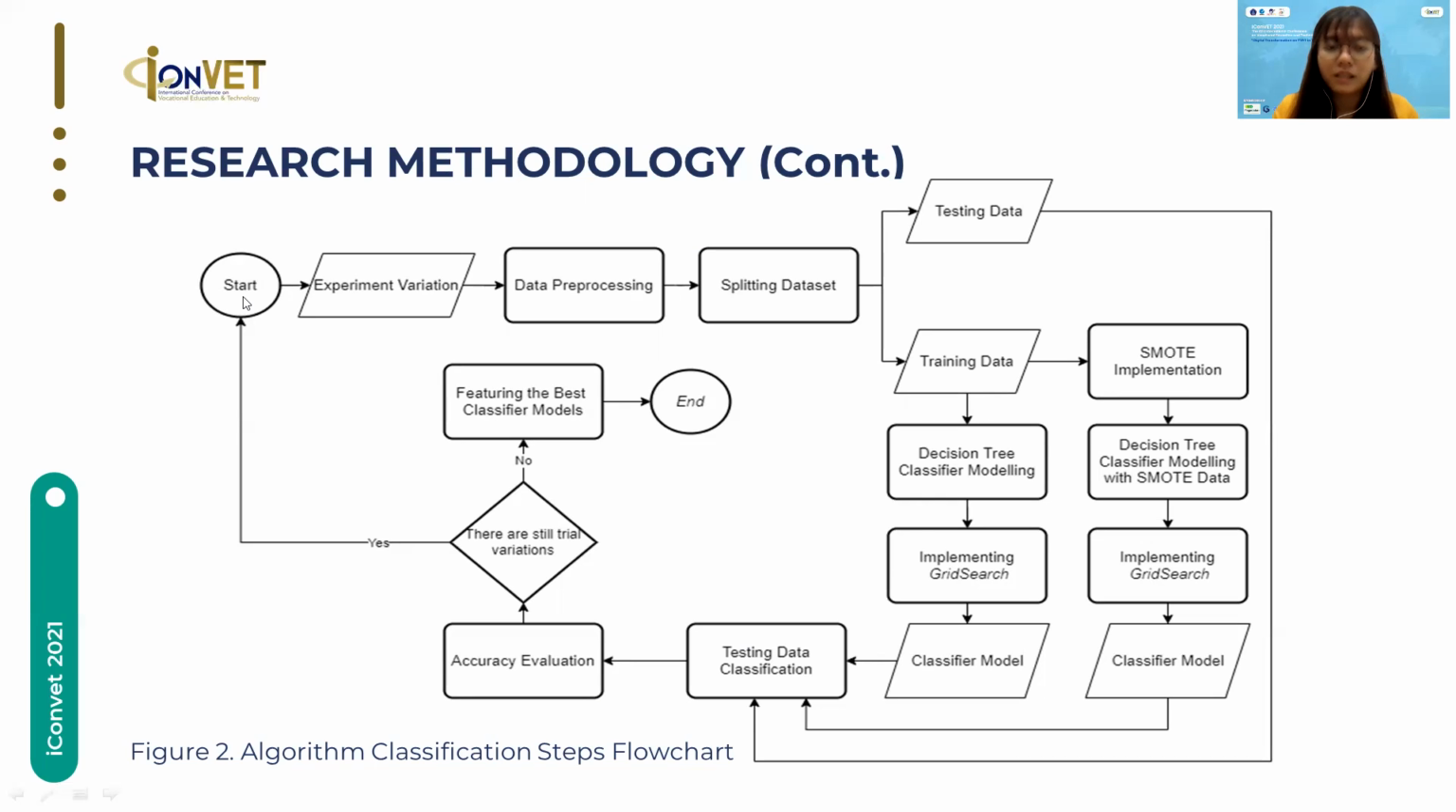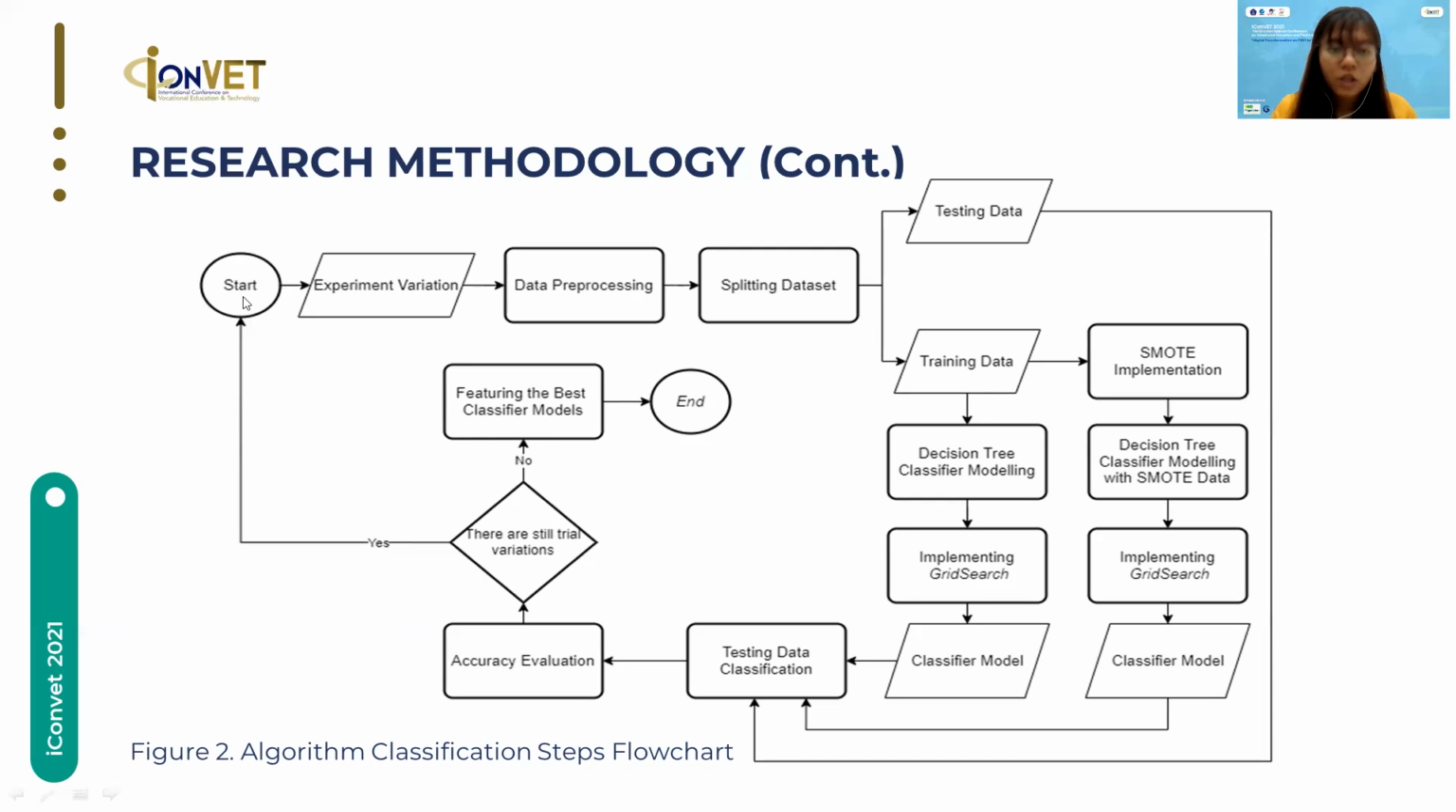3. Split the dataset. The job field dataset based on alumni data is divided into training data and testing data using the holdout technique, where training data is used to generate models and testing data to test the resulting models. The comparison of training data and testing data used is 80 to 20.